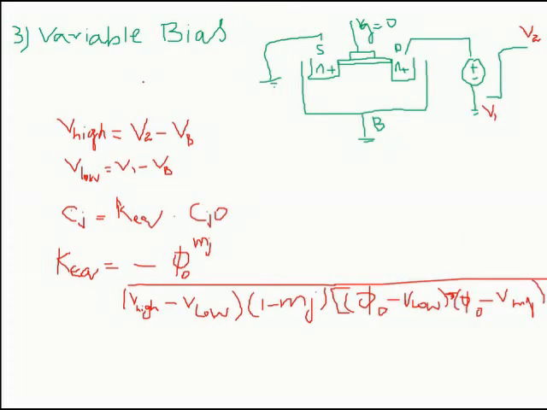The third one is the variable bias situation, in which the source or drain terminal is connected to a variable voltage source which has a voltage swing from V1 to V2.